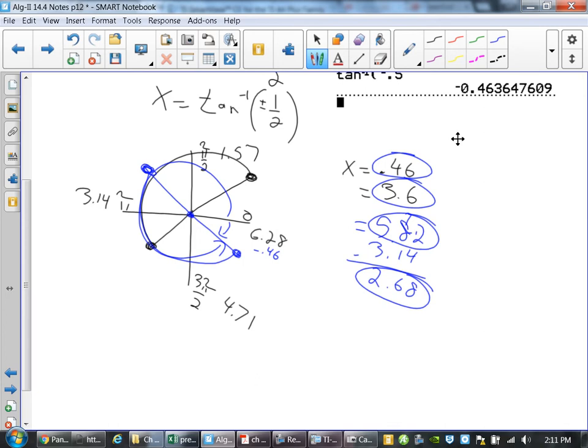That's why we have 2 of each. Okay? So let me show you the other thing that happens when you have what are called general solutions.